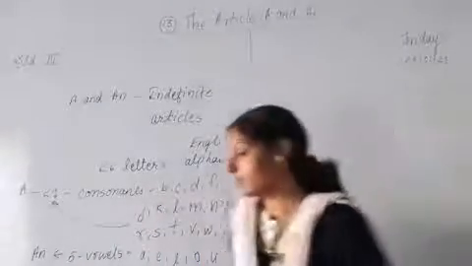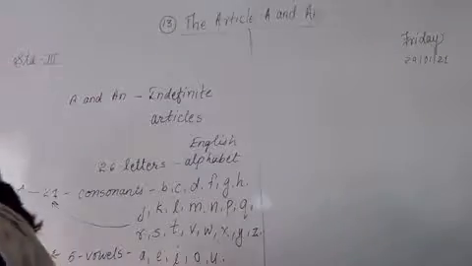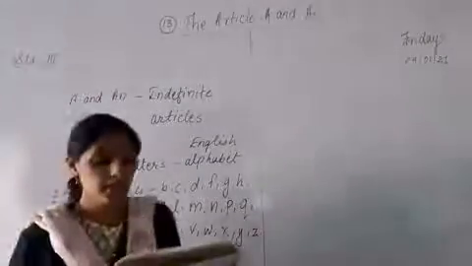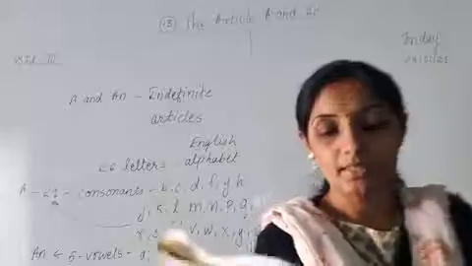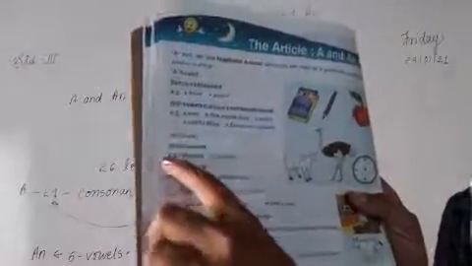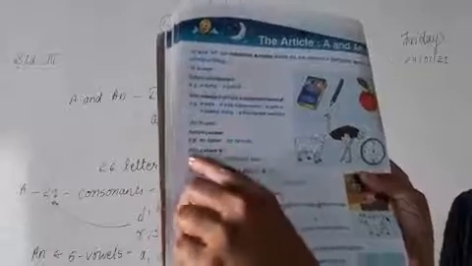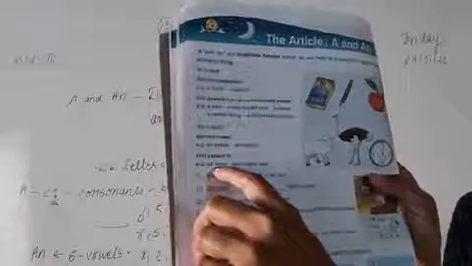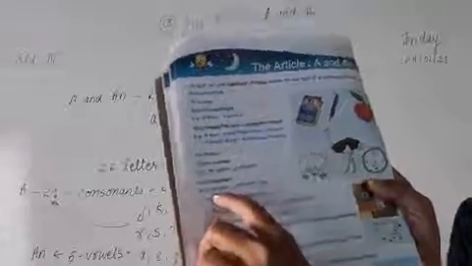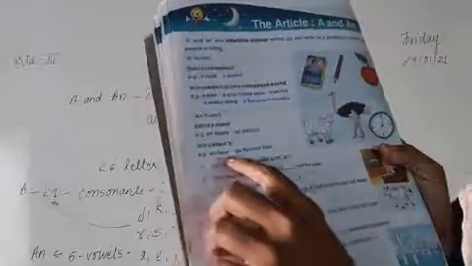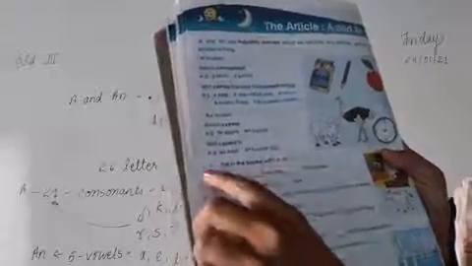Understood? Here it is given now: fill in the blanks with a and an. Some examples are given here. An is used before a vowel, for example, an apple, an ostrich. With a silent H, an hour. H is silent, we do not pronounce the H. An honest man.